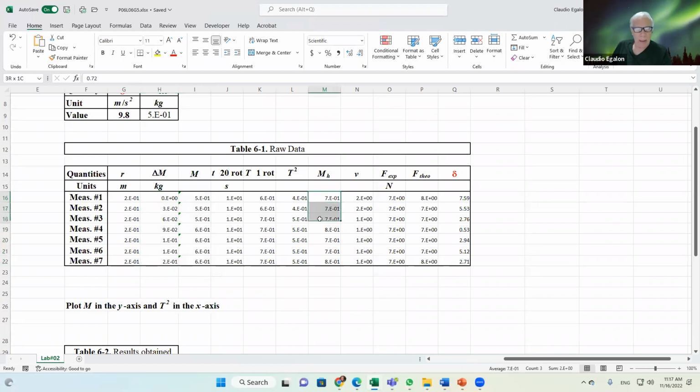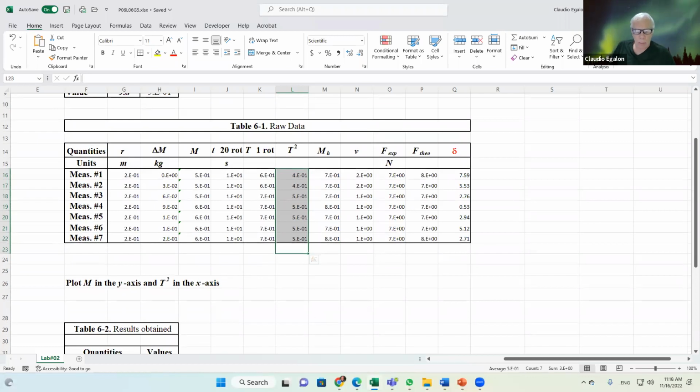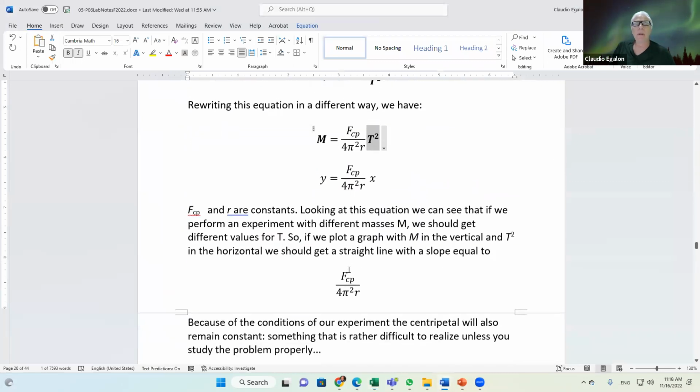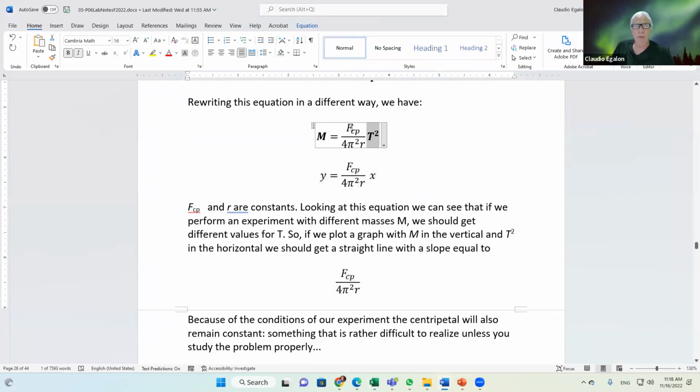So you're going to plot this m here. Don't forget, it's not the hanging mass, it is the mass of the bob, versus T squared. You want the m on the y-axis and T squared on the x-axis, and that's going to be a little bit tricky because you have to switch the axes. I'll help you out with that. Here's the theoretical derivation. When you put m on the y-axis and T squared on the x-axis, you're supposed to get a straight line with this slope.